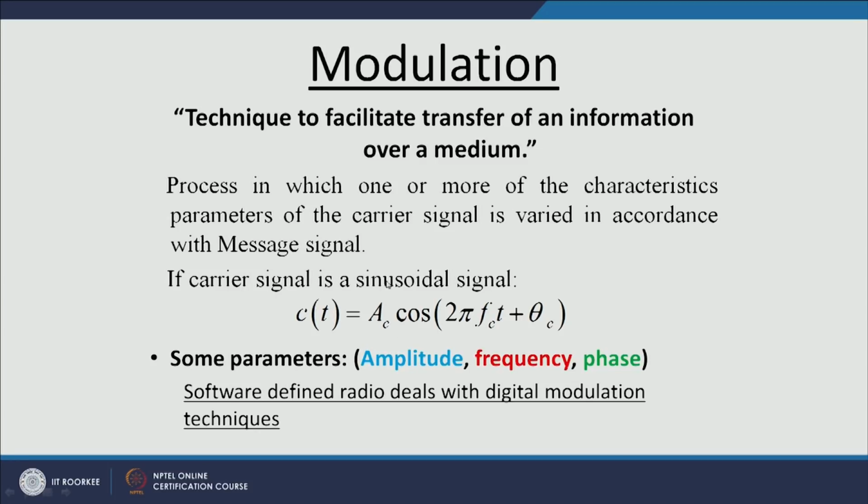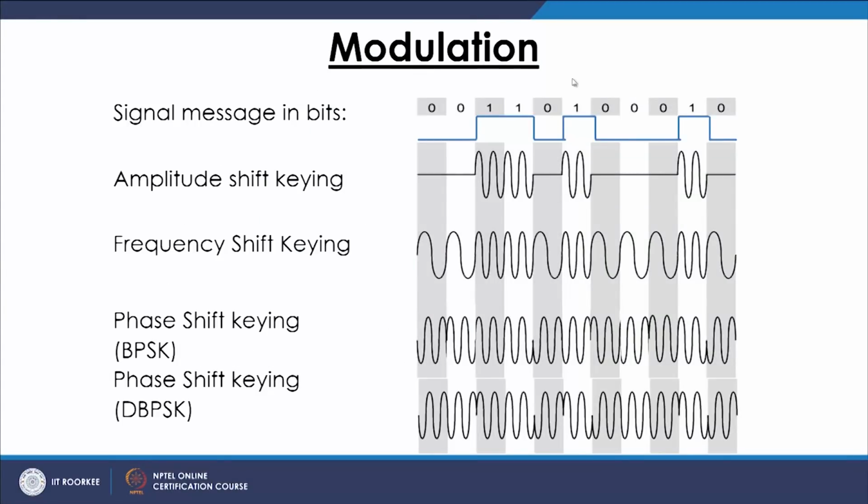For example, suppose our carrier signal is a sinusoidal signal. So, this is the equation for the sinusoidal signal. We have amplitude there, phase and frequency. So, whenever we vary any of these things, then it becomes modulated in terms of that parameter. Because software defined radio deals with digital modulation techniques, we will just stick to that. We are not going into the analog portion. This is the example of the modulation.